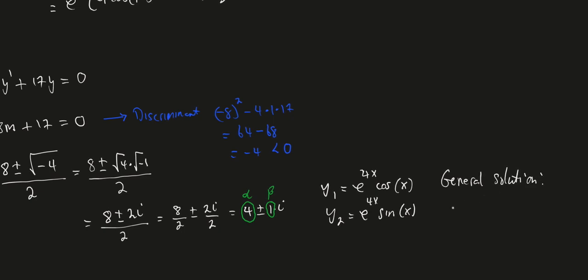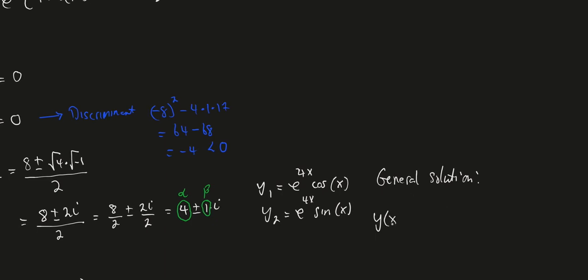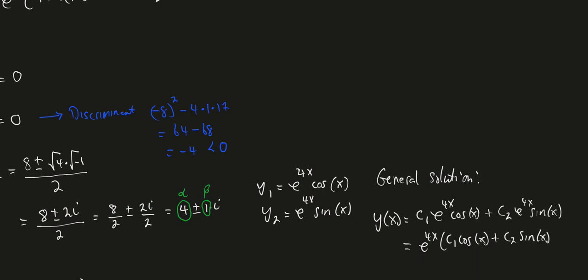So our general solution is y of x. Since we don't have conditions, we just have our general solution. So y equals c1 times e to the 4x cosine of x plus c2 e to the 4x sine of x. So you could write it like this, or if you'd like to, you can factor out the e to the 4x and get c1 cosine of x plus c2 sine of x.